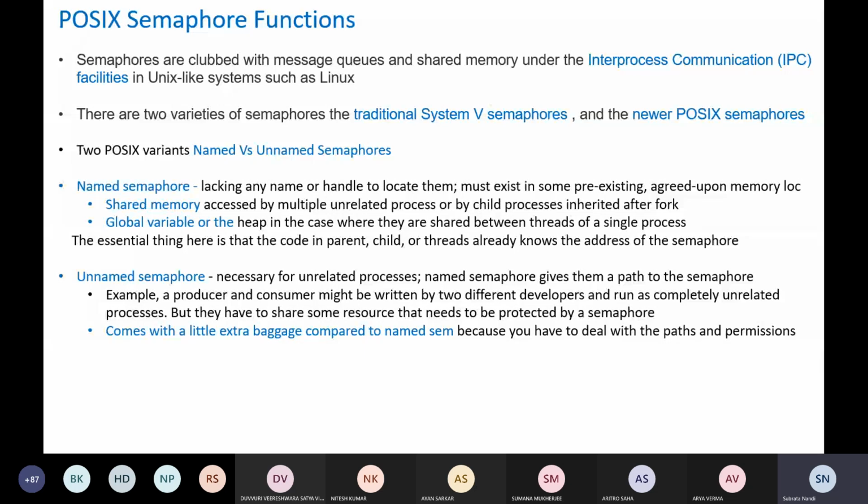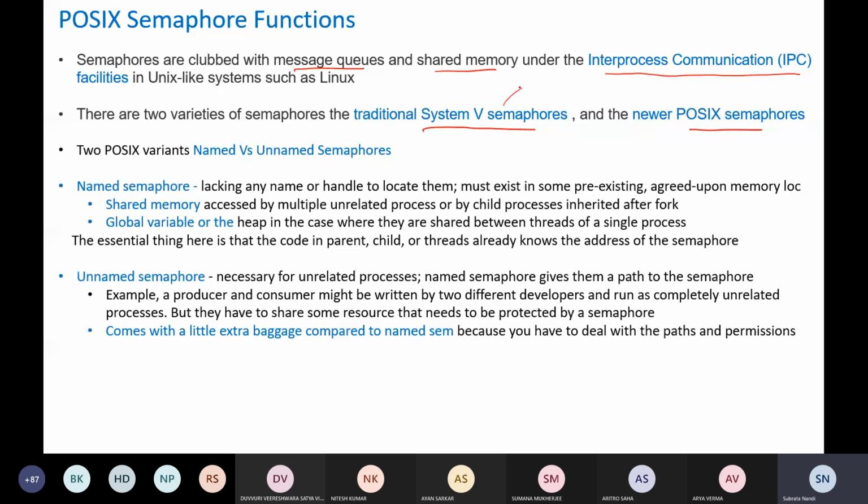So now let us think of implementing the semaphore. Implementing means the functions that will be used to write code using semaphores. Semaphores are clubbed, just like message queues and shared memory, and are also treated as an IPC mechanism, an inter-process communication primitive. And there are two varieties of semaphores: one that uses the traditional System V semaphores and another that is POSIX semaphores.